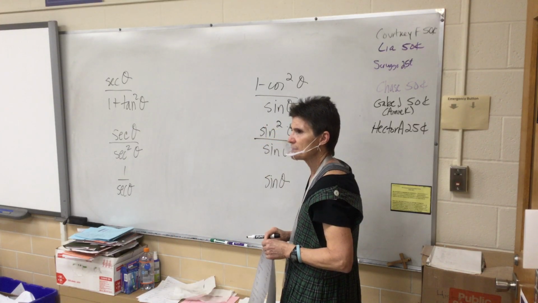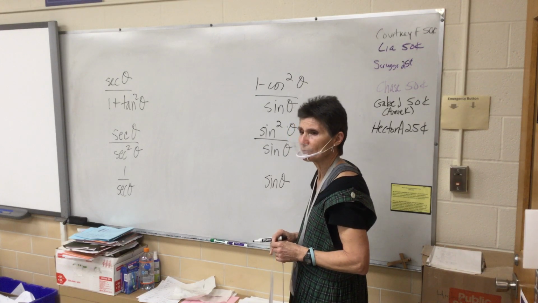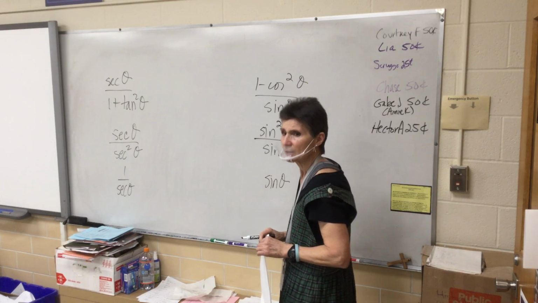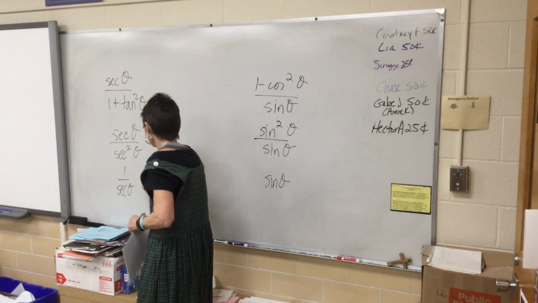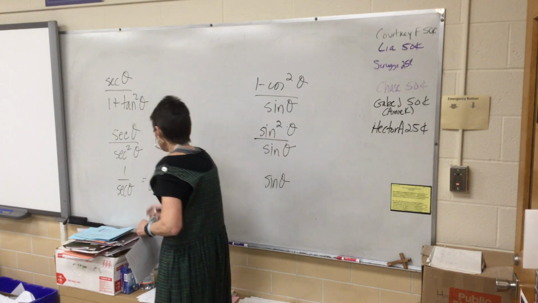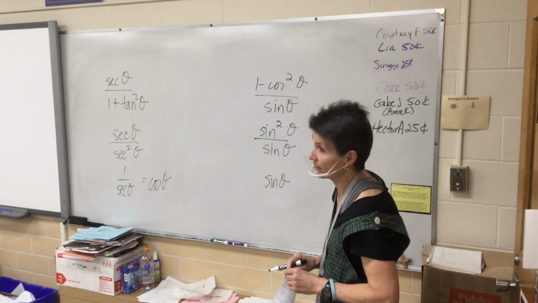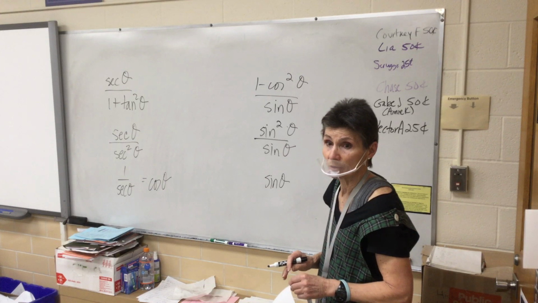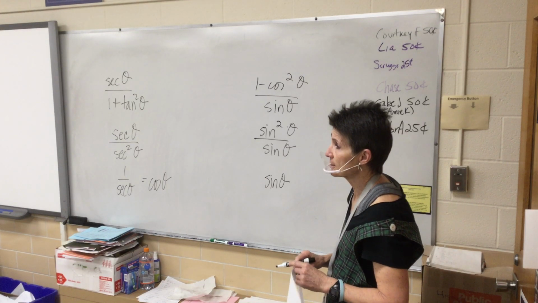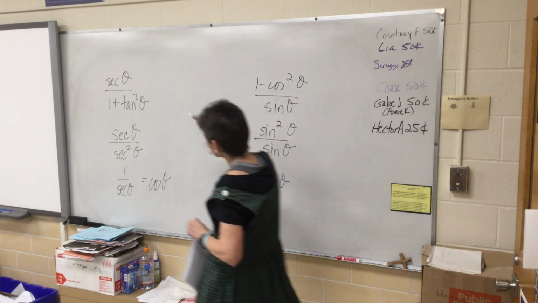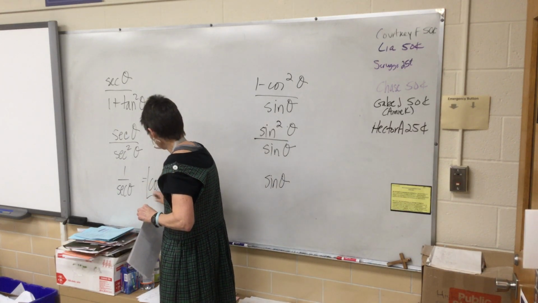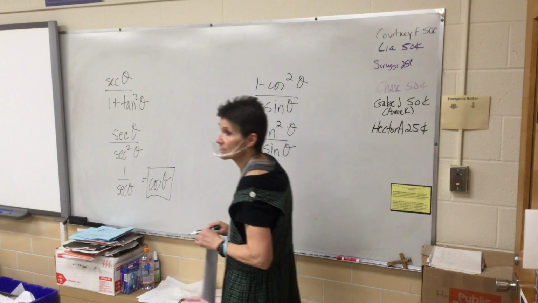And what's the reciprocal of secant? What's 1 over secant? Cosine. That's cosine. The reciprocal of the secant is the cosine. You know that. You're supposed to already know that. They're reciprocals. Secant and cosine are reciprocals. So that mess boiled down to just cosine.